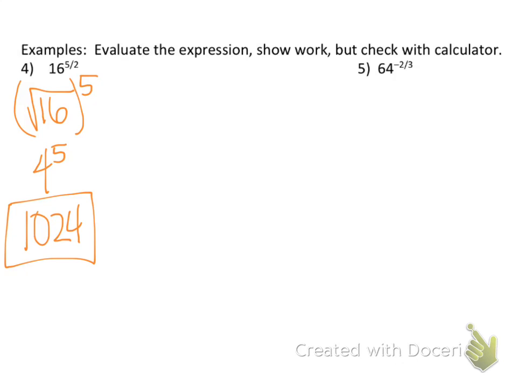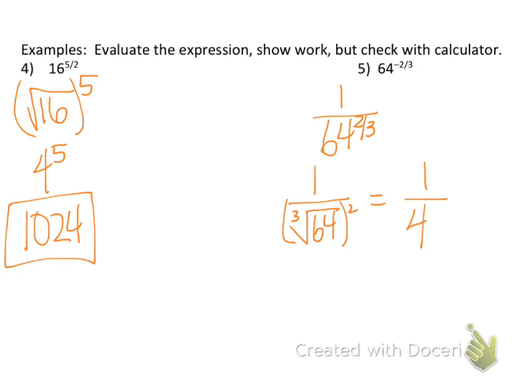In the next example, don't forget to take care of the negative exponent first. So the first thing we're going to do is move that to the denominator. Then if we rewrite this, again, my denominator is 3, so I'm dealing with the cubed root of 64, and then I need to square that answer. The cubed root of 64 is 4, and I still need to square that answer, and so my answer is 1/16. I will not want decimal answers for these, so please make sure that you are aware of how to simplify rational exponents so that you can give me fractional answers rather than decimals.